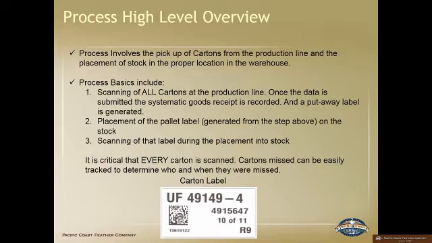The last one is the put away. The put away involves taking that label that you've generated and scanning it into a bin location. It obviously also means that you would want to physically take the product and put it into the bin. So we place the stock into the bin, we scan the pallet label, and we put it into a location. The only thing we really need to realize here is that it's very critical that we scan every single carton. Every carton that we miss, it's another carton that the inventory is off by. Cartons missed can easily be tracked to determine who and when they were missed.